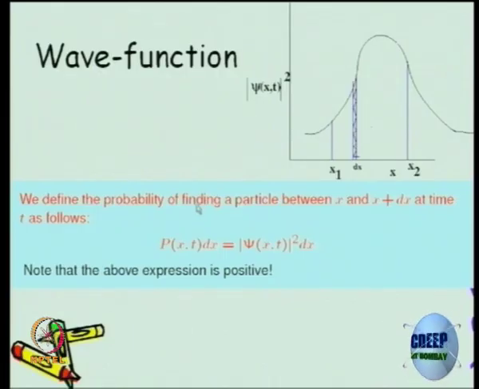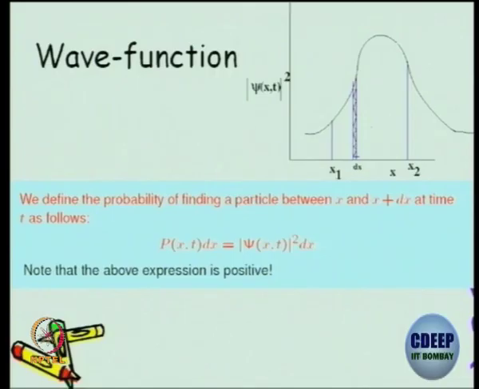formally the probability of finding a particle between x and x plus dx at a specific time t will be mod psi of x,t mod squared dx. It is nothing but this area which is shown here. I put a shaded area here, and that gives you the probability of finding the particle between x and x plus dx.